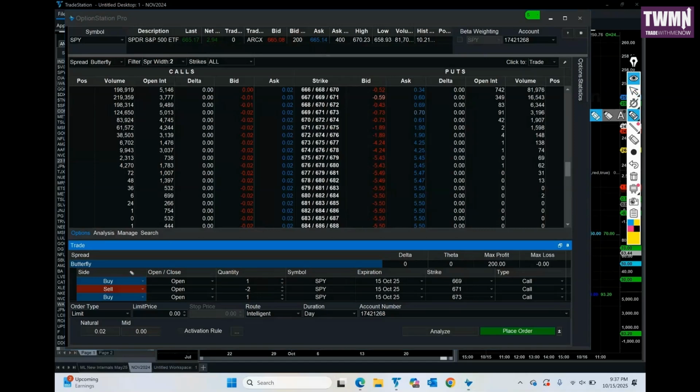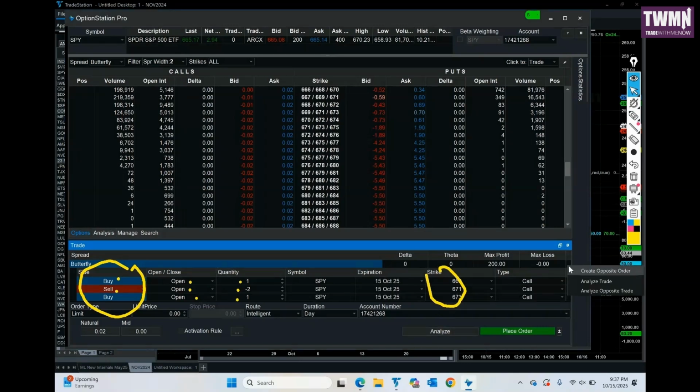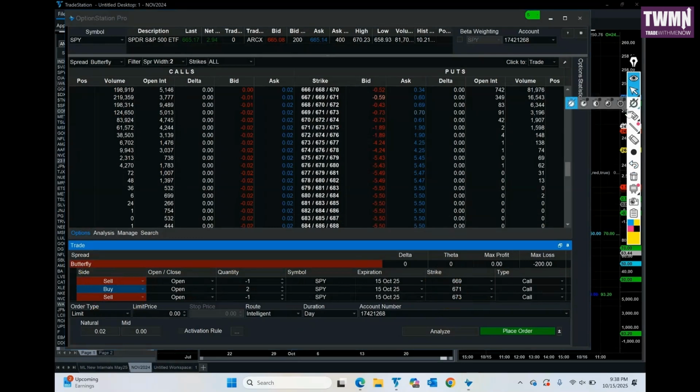You see? Buy to open plus one. Sell to open minus two. Buy to open plus one. See that? That's your fly. And then when you go to close it, it looks like this. See, sell.